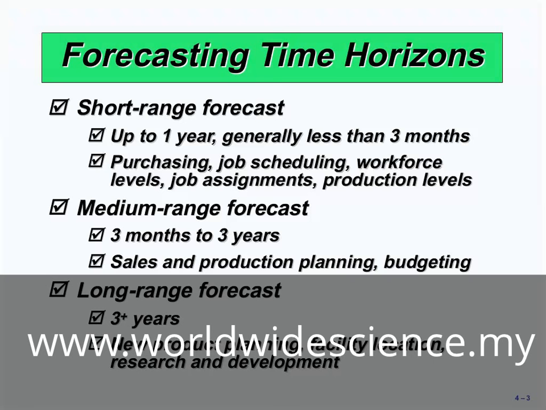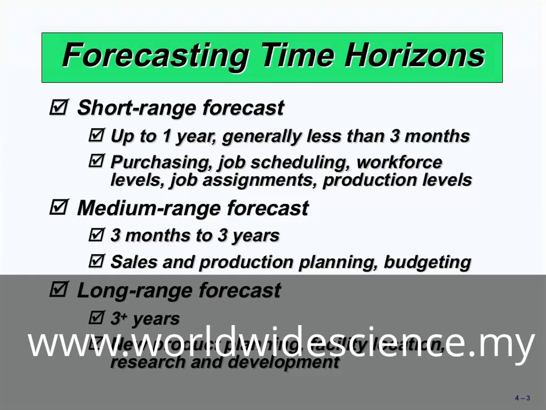Medium range forecast is forecasting for 3 months to 3 years later. This is called medium range forecast. For example, in decisions in issues like sales and production planning and budgeting, operation managers select a medium range forecast.